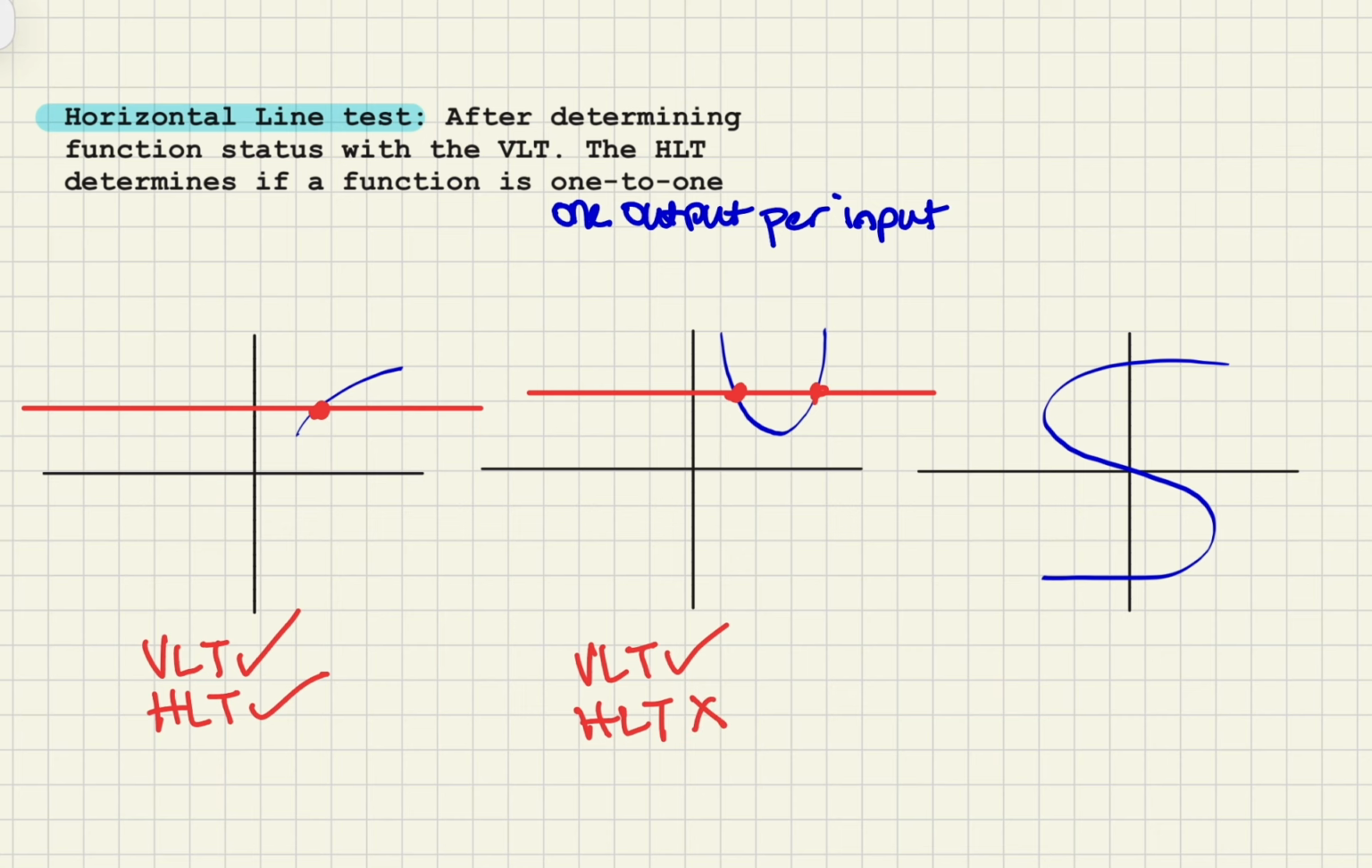Now, for the last example, we test if it's a function and we see it hits more than 1 point on our vertical line. We see it hits 3 points on our vertical line. Therefore, this one fails the vertical line test, so not a function.